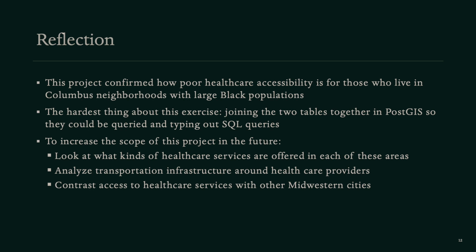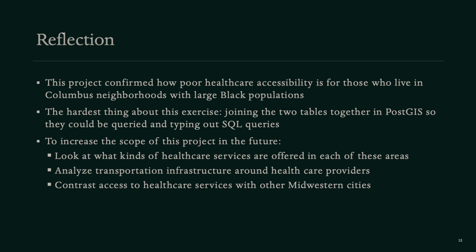But in the future, I think that this project could have a lot of deeper dimensions to it. I believe that using geospatial technologies will also allow us to look at specialties of healthcare offered in each area and analyze access to services for particular health conditions. We can also use GIS to see what transportation infrastructure looks like around medical facilities to see if they're physically accessible without a car. And then on a broader note, we can also use GIS to make comparisons between Columbus's racial disparities in healthcare and other Midwestern cities.